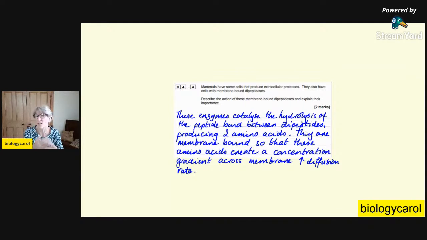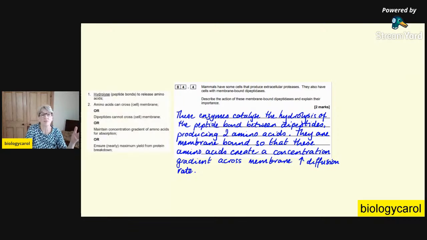And so, I'm going to be honest, I felt like I was dredging the bottom of the barrel. So what I thought was, if those enzymes are stuck right next to the membrane itself, because they're on the membrane, it's going to increase the concentration gradient, because those amino acids are going to be broken down right next to the membrane. And therefore, you're going to have the highest possible concentration of amino acids on the outside in comparison to the inside. So therefore, it could increase their absorption by diffusion. So that is what I wrote.